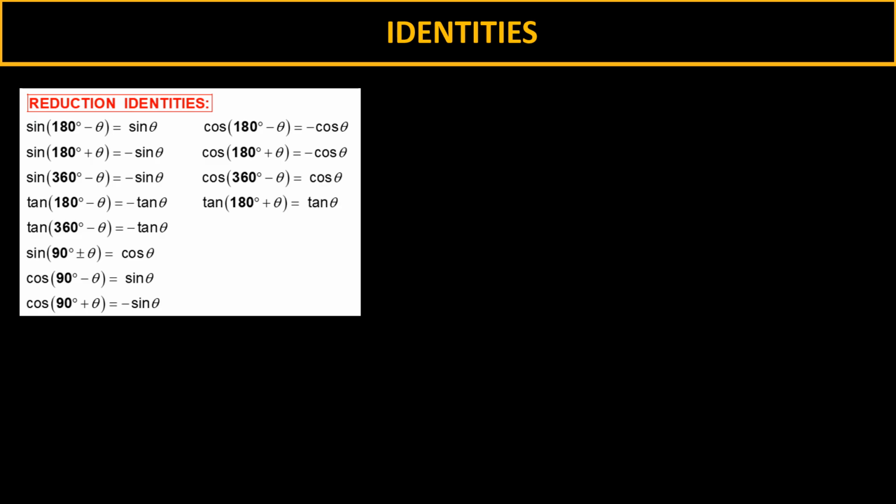There are three groups of identities that you need to know. We have the reduction identities, and here we've listed all of them. I'm going to show you a technique. You don't have to memorize all of them. There's a very simple technique where you can use your calculator to simplify these expressions here.